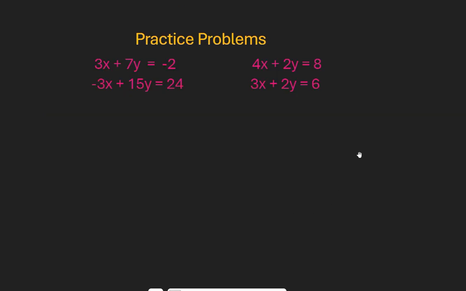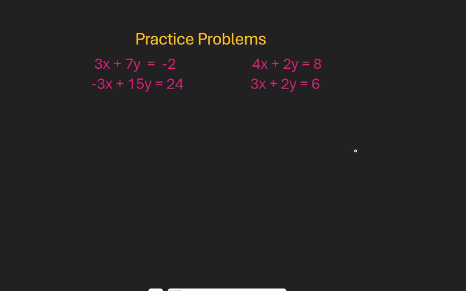Okay, now it's your turn to practice. Try out these two problems. These are pretty straightforward. You can use addition on one of them. You can use subtraction on the other one. Or with the second one, if you were to multiply top or bottom by -1 to turn one of these to a -2, then you could use addition. But I'm going to let you determine how you go about solving these.